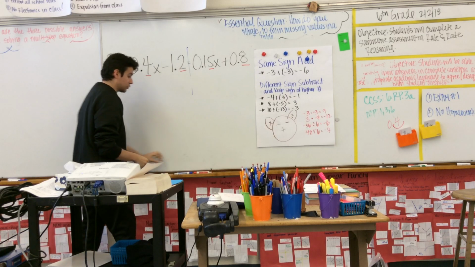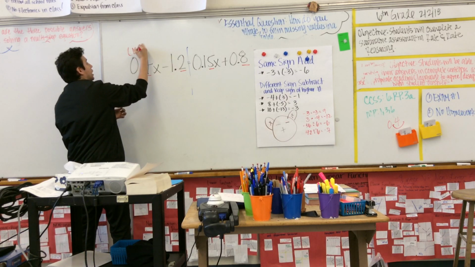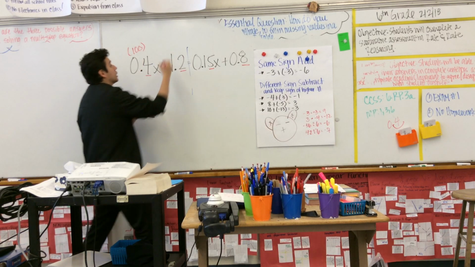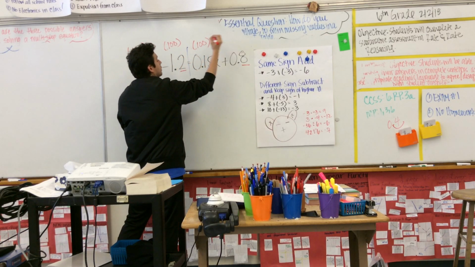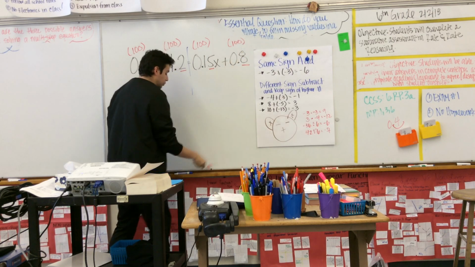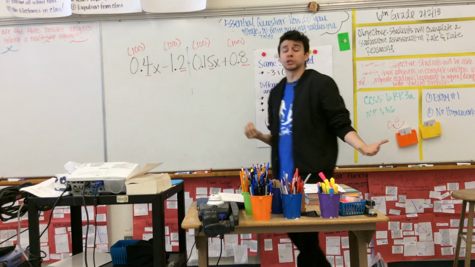Multiply all of these by 100. So I'm going to have to multiply this by 100. Show me you're multiplying by 100. This by 100. Boom. This by 100. And this by 100. Now, some of you guys are like, well, why can't I multiply by 10?